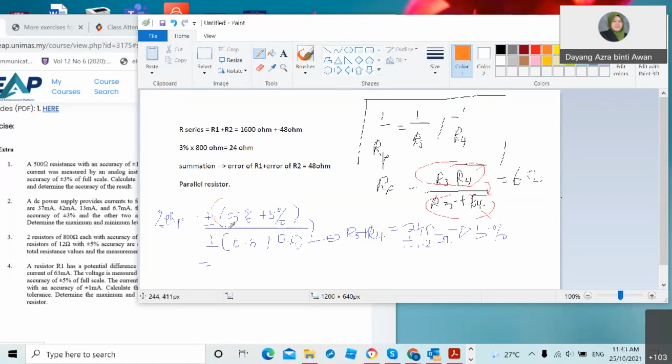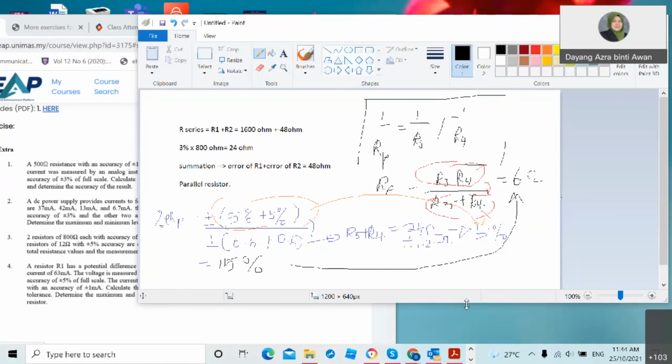Then you have this one, 5%, 5% plus this value. Okay, so at the end, you have 15%. So this is for you punya error for the parallel yang ini. So for the parallel, the RP equals to 6 ohm plus minus 15%. Betul ke? Okay, so you have 15%.